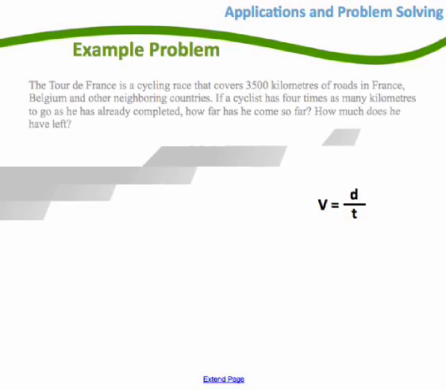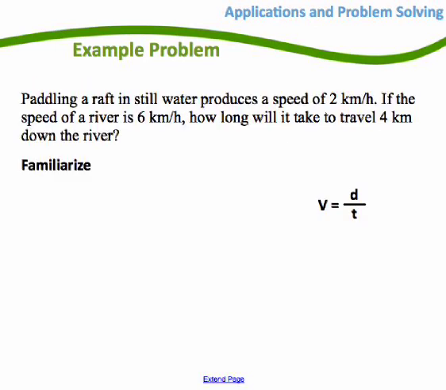Here's another question. I'm paddling a raft in still water, and I can paddle 2 kilometers an hour. That's pretty fast paddling when you think about it. 2 kilometers in an hour. Well, maybe not. Maybe you should be able to go further than that. But anyway, they're going 2 kilometers an hour paddling. If the speed of a river is 6 kilometers an hour, how long will it take to go 4 kilometers down the river?